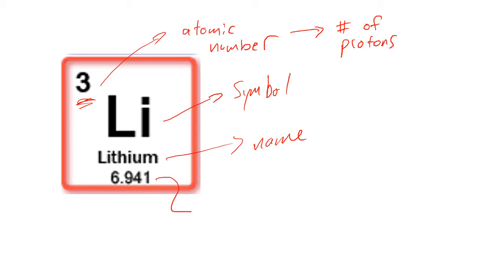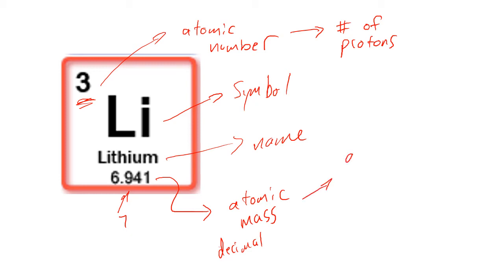This number down here is called the atomic mass. This number will often be a decimal, but usually it'll be really close to one number. For example, this is basically 7. Now why is it a decimal? We'll talk about that once we know what it stands for here.